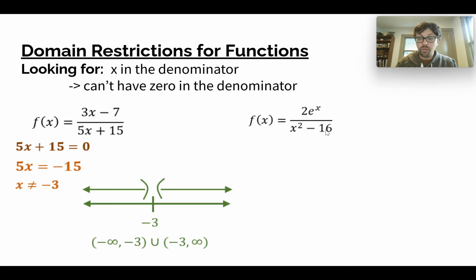In this next example, we want to do that same process. I don't care about what's going on in that numerator. All I care about is what's going on in the denominator. I need to make sure that the denominator does not equal 0. So after doing a little solving, I square root both sides. By square rooting both sides, I need to add a plus or minus in front of the square root of 16, which is 4. And so now I've got two things that I want to avoid.